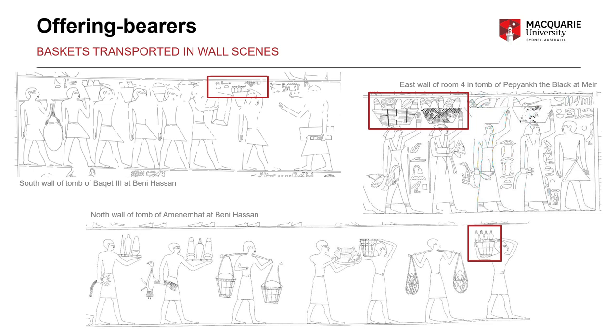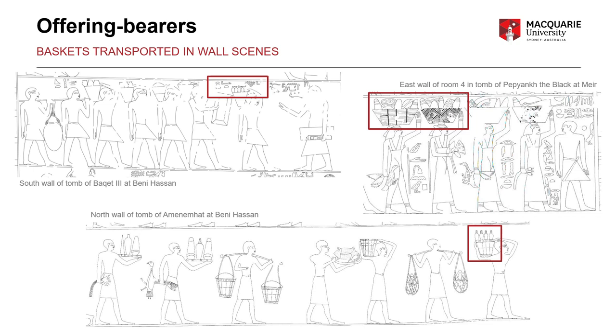In contrast, the contents of baskets and other containers in wall scenes are regularly specified. They often emerge from the top of the basket while being partially obscured by the side due to the two-dimensional perspective. You can see an example of this in the scene on the top right from the tomb of Pepiankh the Black at Meir. For the contents to be depicted in full view in the two-dimensional perspective, they were required to be lined across the top of the basket, which you can see an example of in the scene of Amenemhat displayed along the bottom.